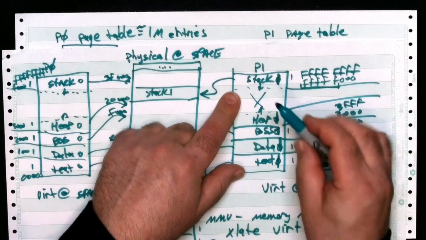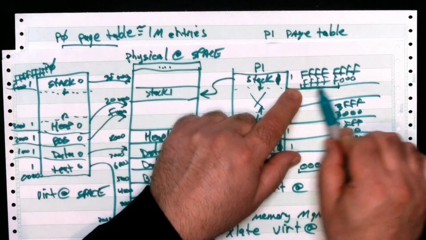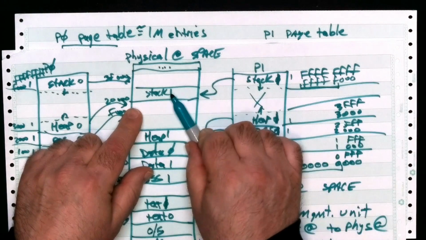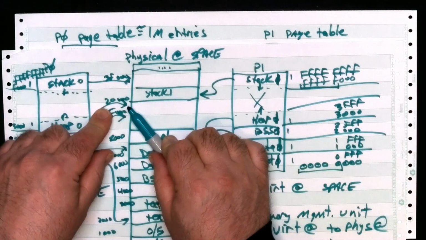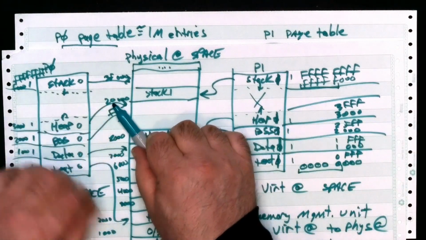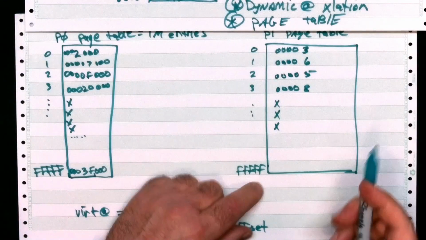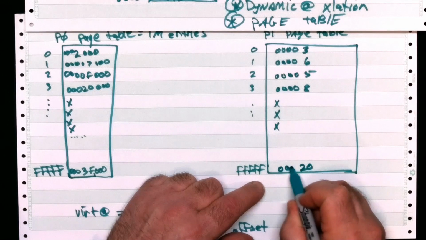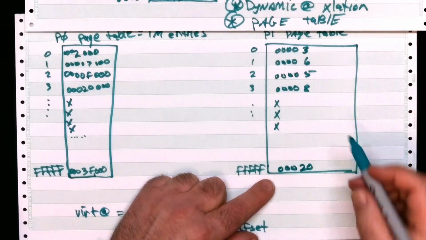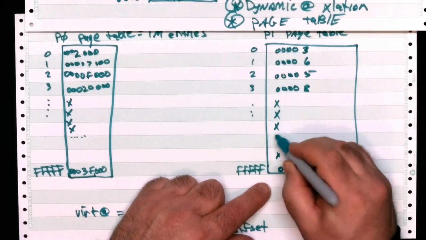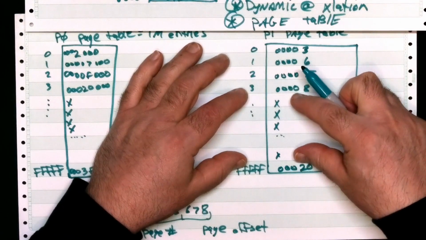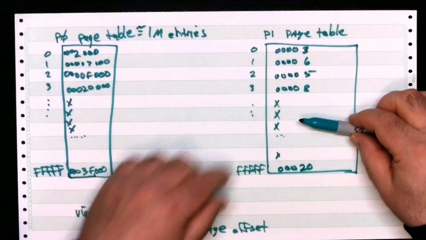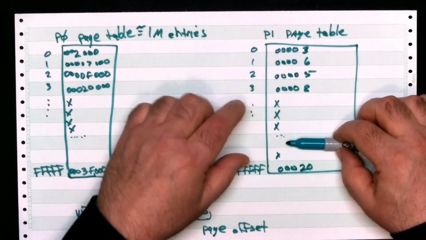The stack here, whose page number is FFFFF, is really at physical page number 20 in hex. So that means 20 with 000 right here, okay? And again, all this stuff is invalid. The bulk of this table represents illegal pages, all right? And we'll see how you get rid of all this wasted space in a minute.